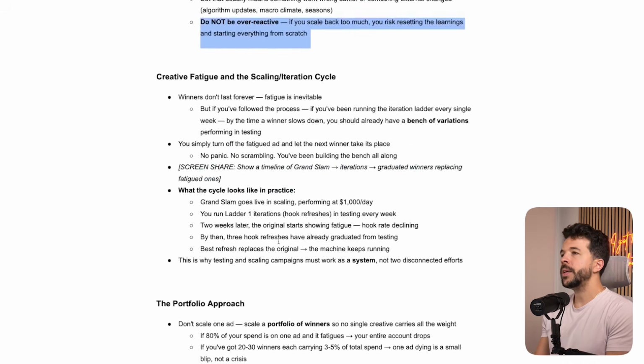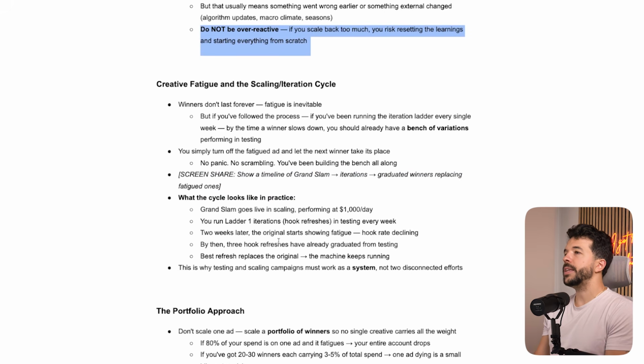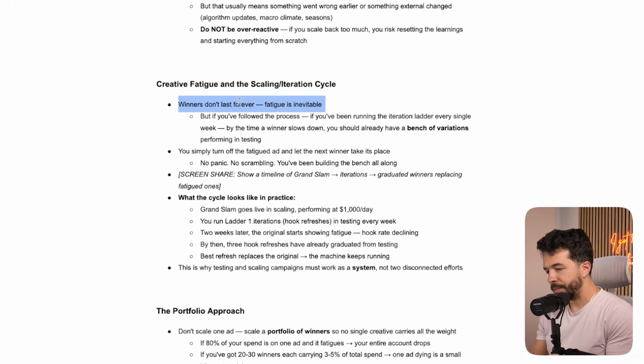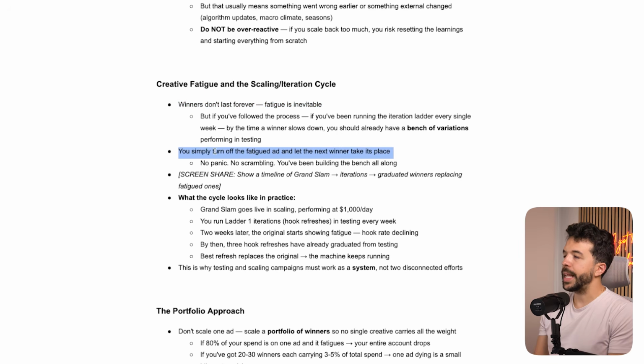Now, in terms of creative fatigue and scaling iteration cycle, one thing that unfortunately we have to come to terms with is that winners don't last forever. Fatigue is inevitable, but if you follow the process, if you've been running the iteration ladder every single week, by the time a winner slows down, you should already have a bench of variations that are already performing at the very least in the testing campaign, ideally in the scaling campaign already. You can simply turn off the fatigued ads and let the next winner take its place.